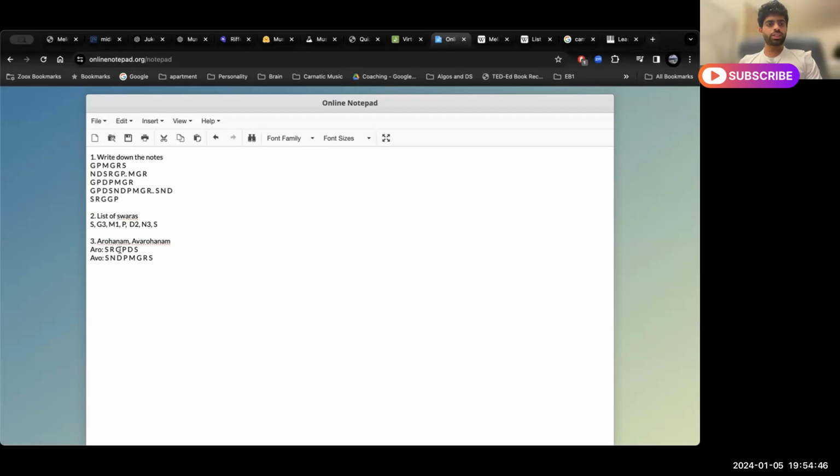And there is no Ni. So this is Arohanam, this is Avarohanam. So now we will identify which Melakarta this could be possibly coming from. So this is M1. All the swaras have been exercised.